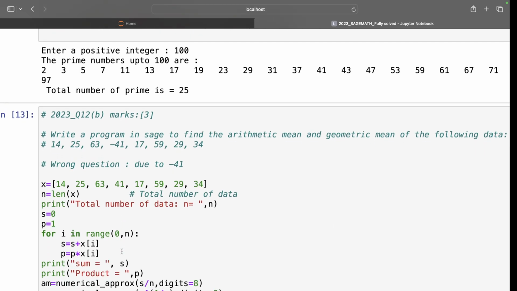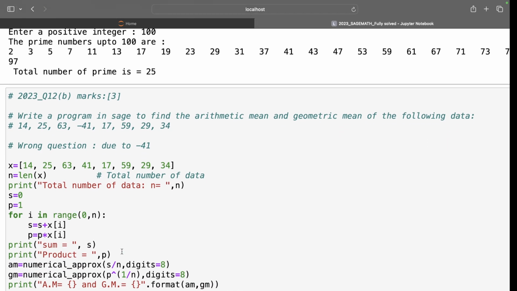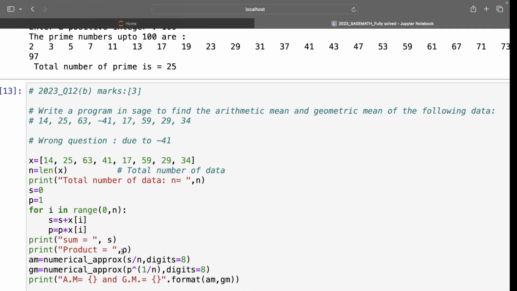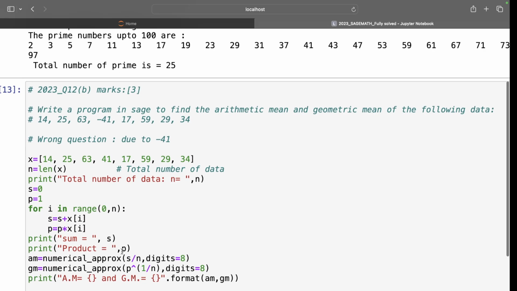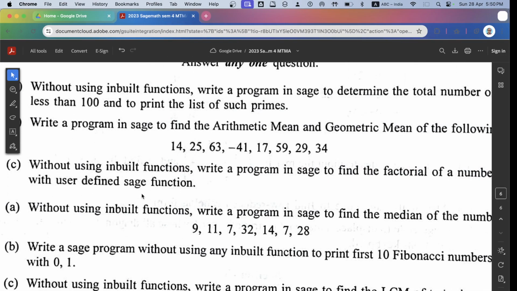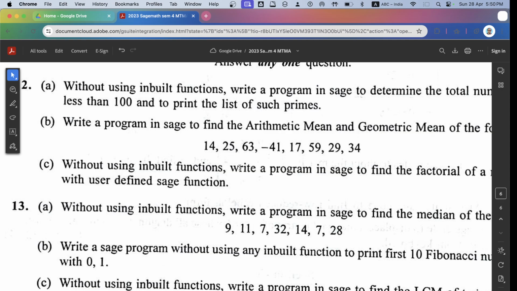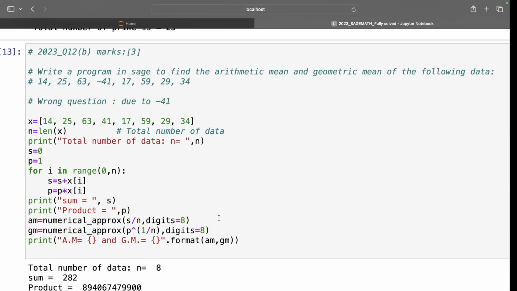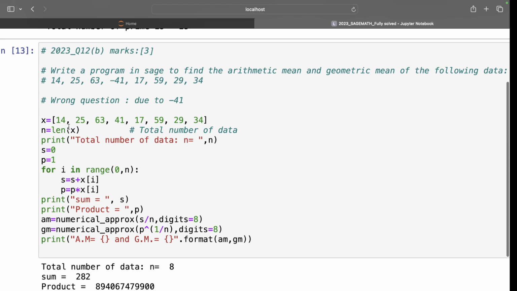Next, question 12b. Write a program in Sage to find the arithmetic mean and geometric mean of the following data. Actually, this is the wrong question, because in 12b, for the geometric mean, the minus 41, we avoid the minus sign and only take positive integers. So we correct this to 41.